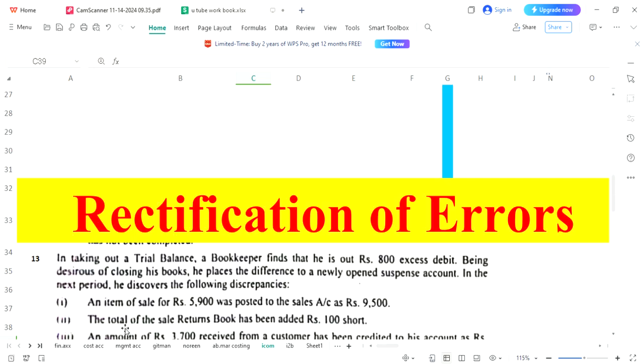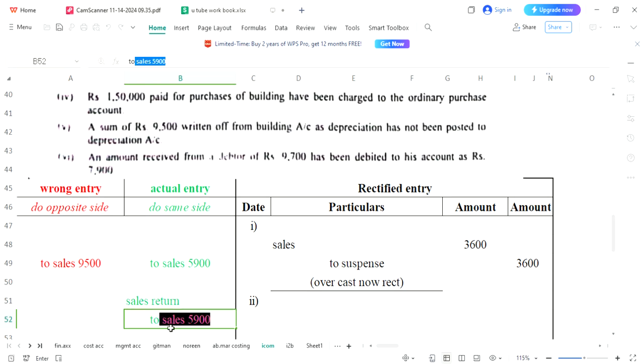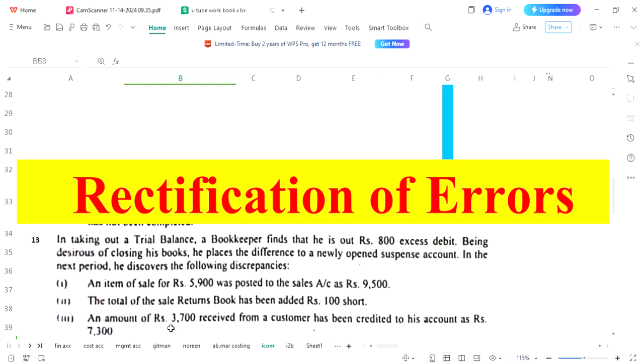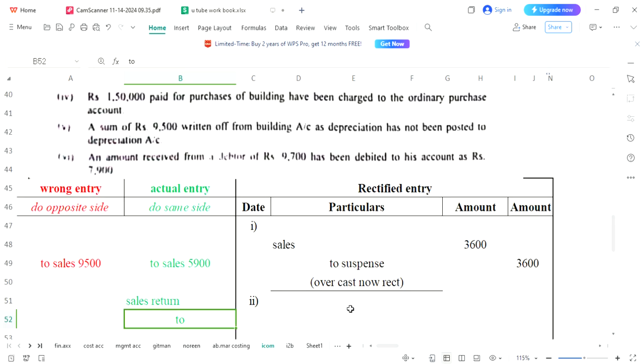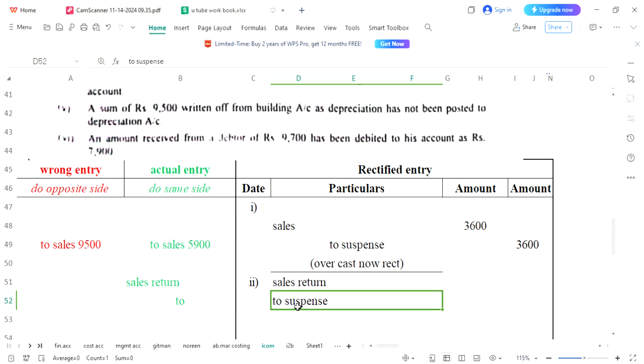Now the second entry, total of sales return. We do know sales return should be written on the debit side. Now we will see what happens. It has been added 100 short. Short means less amount has been written. Undercast. In undercast we write on the same side. Sales return originally was to be written on debit, so in undercast we will write it on the same side. Nothing is present to be written on the other side, so you will write suspense.